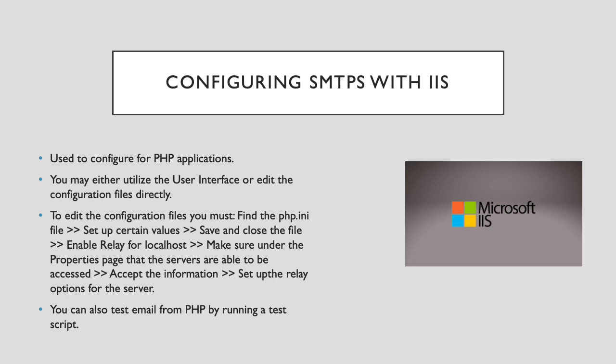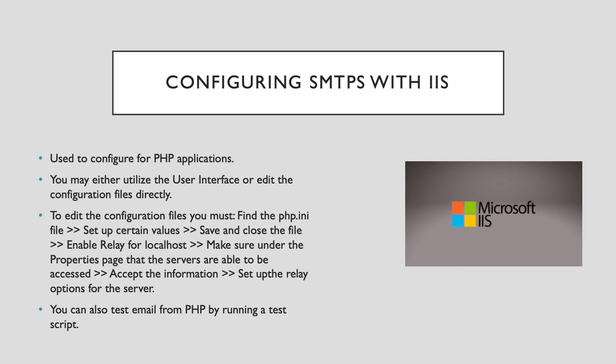To configure SMTPS with IIS, it is used to configure for PHP applications. You may either utilize the user interface or edit the configuration files directly. To edit the configuration files, you must find the php.ini file. You should find the entry in brackets which says mail function in the console. Then you must set up certain values.